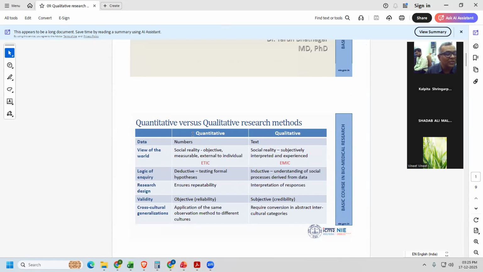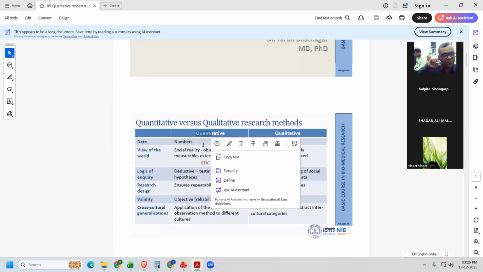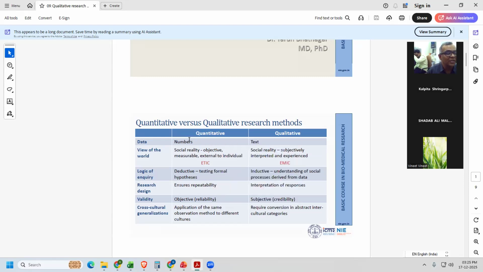So what is quantitative research? We are dealing with numbers, as the word says, quantity. Quantitative means numbers, percentages, all those things. While qualitative is text. Usually in a qualitative interview, whatever methods are used, we are recording the participants' views, then transcribing, and then going further for the result. So it is known as text. The view of the world.